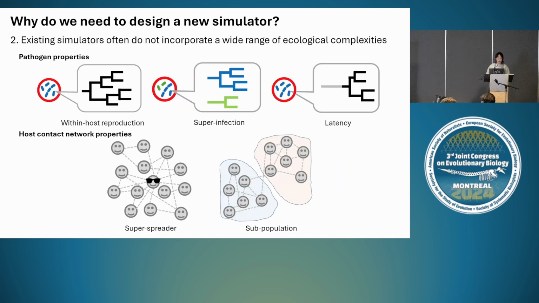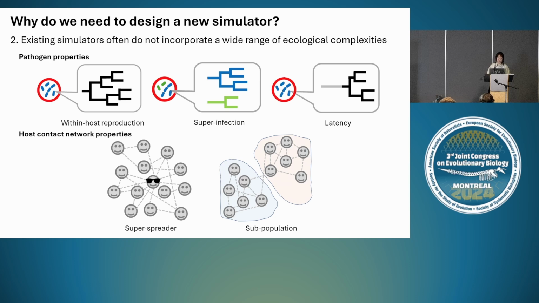The second reason is that a lot of existing simulators do not incorporate a wide range of ecological complexities. For example, there are pathogen-side complexities, like the pathogens do not only branch out when they infect others, they also branch out within hosts. So the tree you see is a result not only of the transmission process, but also of the within-host reproduction process. We also have superinfection events, where one host could be infected with not only one lineage of pathogens, but a lot of others. And there could be latency: when the host is first infected with the pathogen, it's not infective. The pathogens still evolve in the host, but the host cannot infect any others.